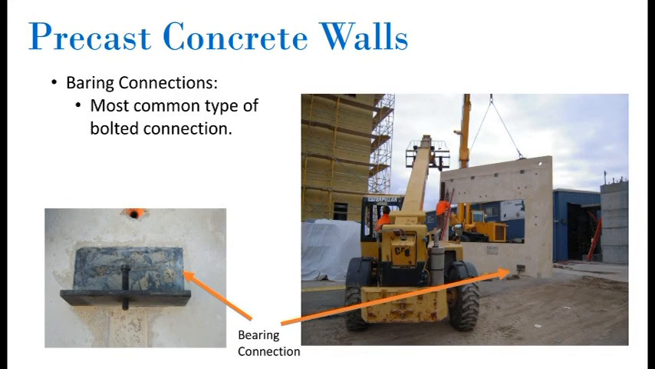The weight of each panel was supported by bearing connections at the bottom. A bearing connection is one of the most common types of bolted connections. It is used in most simple shear connections and in situations where the loosening or fatigue of bolts due to vibration or load fluctuations is not a primary design consideration.